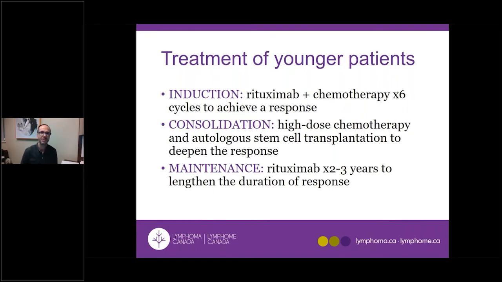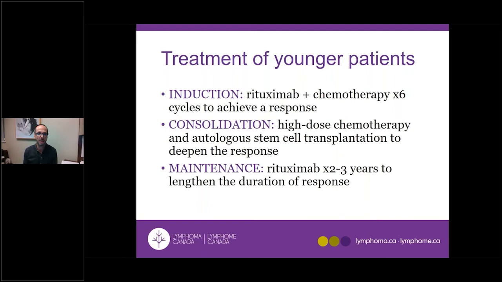Once you've had that response, you want to consolidate that response. In other words, you want to really kick that lymphoma as hard as you can and try to bring it down to its least amount of cancer in the body possible. And we do that by giving patients a really high dose of chemotherapy. When you give someone a really high dose of chemotherapy, you can expect a really high incidence of side effects. And one way to get around this is to save people's stem cells before the high dose chemotherapy and to give them back to them right after the chemo so that their bodies can recover.